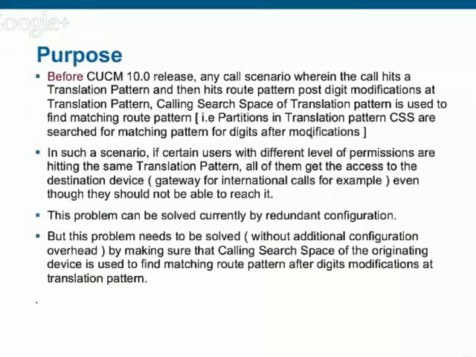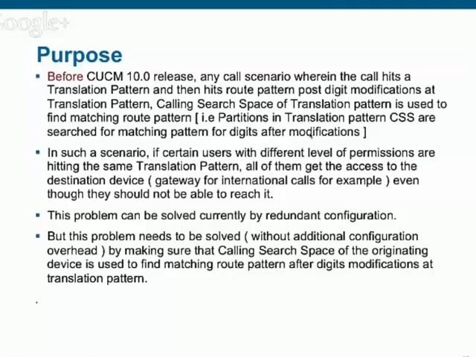So what does it do? Before 10.x, system administrators never knew that a lot of calls were happening which were not supposed to happen. What do I mean by that? Let's take an example. Phone A has access to a translation pattern, which in turn has access to an international calling route pattern. But phone A does not have direct access to the route pattern.